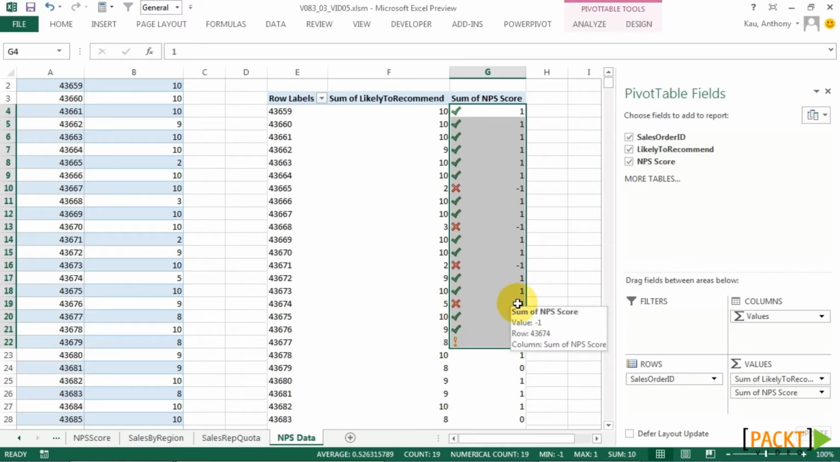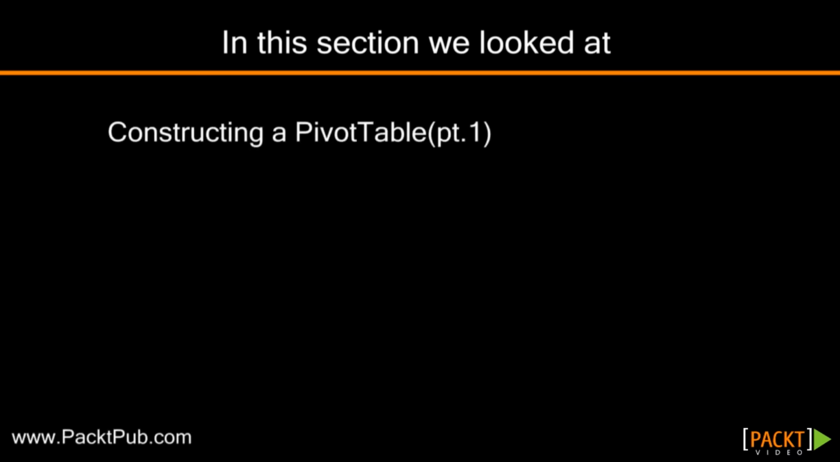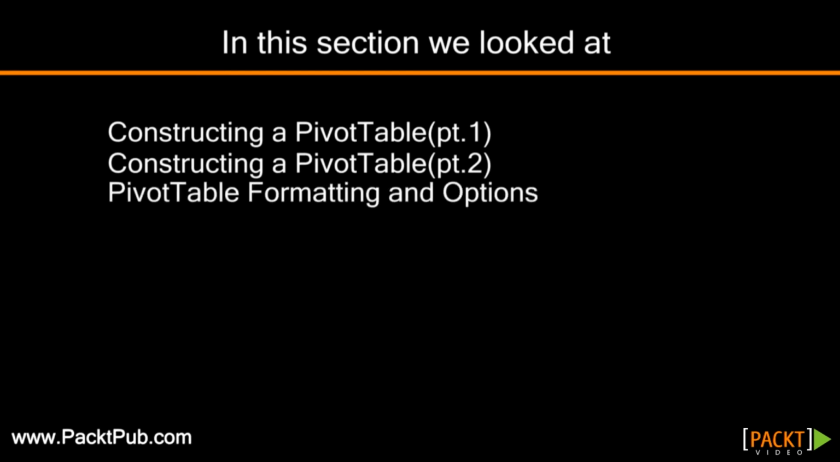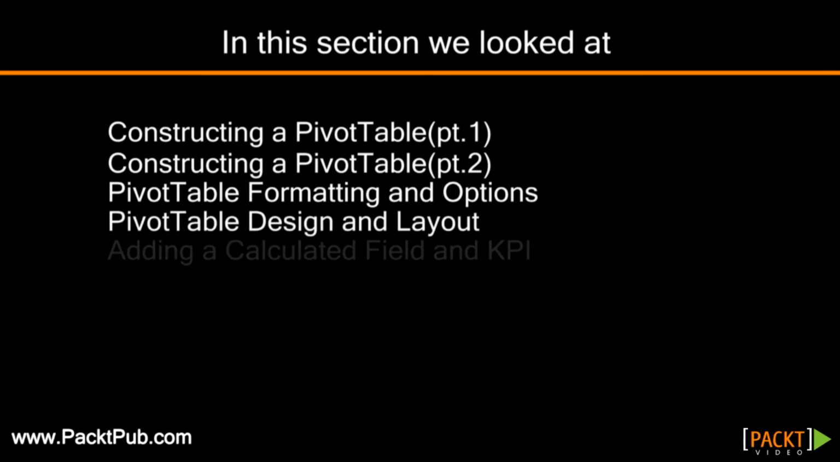So if you can't use your Power Pivot or data model to create your KPIs, you can certainly do so using conditional formatting and calculated fields within a pivot table. So in this section, we spent 2 videos talking about how to construct a pivot table. Definitely the meat of our project. Then we moved on to formatting and options, followed it up with design and layout. And finally, we looked at how to add a calculated field in KPI just with the pivot table, not using Power Pivot. In the next section, we'll pull it all together and start building out our actual dashboard with the elements that we've constructed so far.